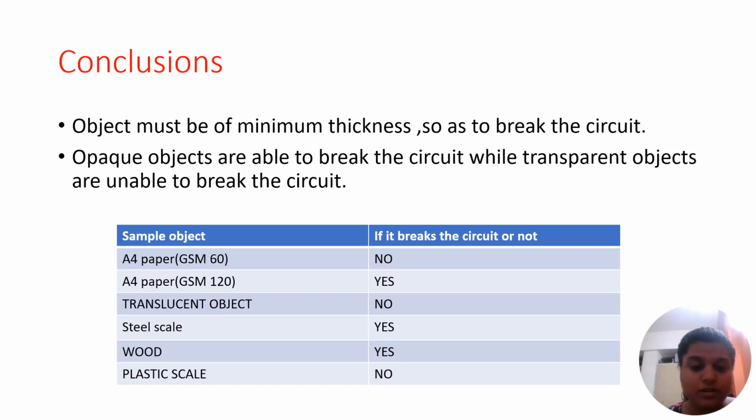Now if an object is translucent, what happens? Then the circuit doesn't break, so the count will not increase. If there is a steel scale, which is opaque, definitely the circuit breaks. So for any metallic object, the circuit breaks. Wood is also opaque, so the circuit breaks. And for the plastic scale, which is transparent, I have taken here, the circuit doesn't break.